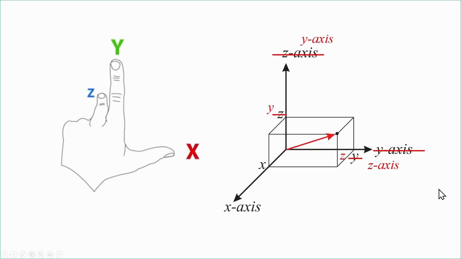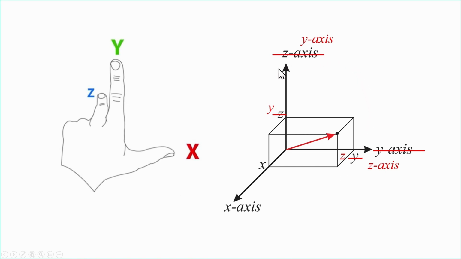It uses what they call a left-handed system, and you can actually use your own hand to make the same sign as you see on the left side, with the Z pointing away from you on your middle finger, the Y pointing upwards on your index, and the X pointing to the right on your thumb. And that is how Unity will position an object in a 3D space.